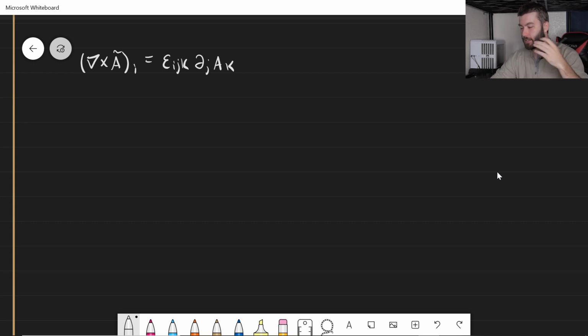Okay, and we want to tensorify this. We want to make this generally covariant. So normally we would promote derivatives to covariant derivatives and vectors to covariant vectors. But what do we do with this guy? What do we do with this Levi-Civita symbol? Well, there's a reason it's called a Levi-Civita symbol. It's because it's not technically a tensor. It's what's referred to as a tensor density. So before we go any further, I'd like to revisit that topic briefly.